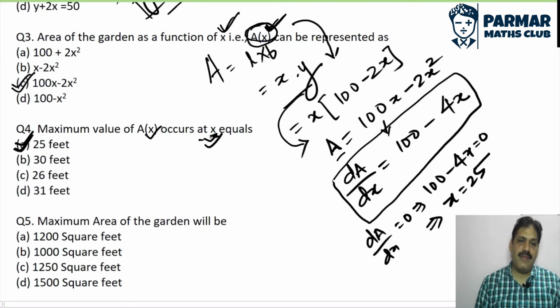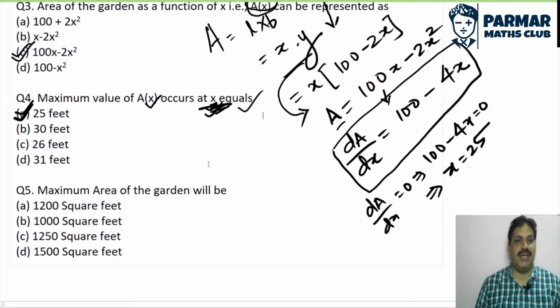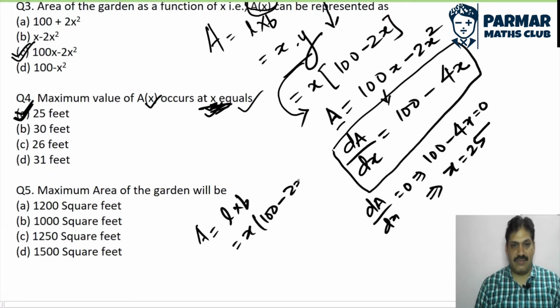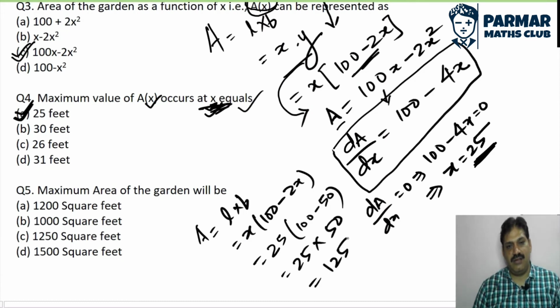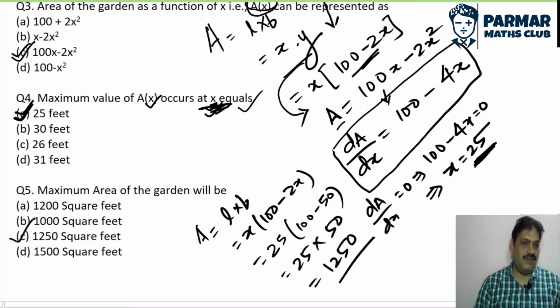Alright. The question is very simple. When the value of x is 25 feet, then the value of the area will be maximum. What will be the maximum area? We have area is equal to length into breadth. That is simply x into 100 minus 2x, because y is equal to 100 minus 2x. Let's put x is equal to 25 for maximum area. So 100 minus 2 into 25 is 50. So this will give me 25 into 50. That is nothing but 1250. So 1250 square feet.